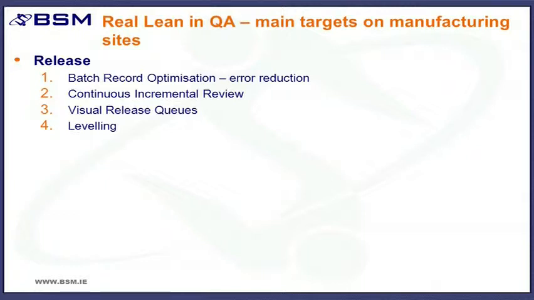The second item, which we'll talk about more in detail later on also, is continuous incremental review. So I will elaborate on that in a moment. The third item is visual queuing systems. So using visual queuing systems in the same way as you would in a QC lab, or you would sometimes do in manufacturing, to guide the activities of the QA function, very important. And surprise, surprise, leveling in general is a very important part of improving a release process.